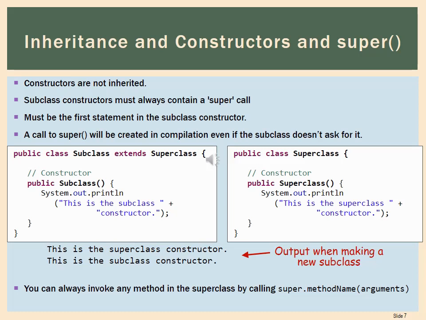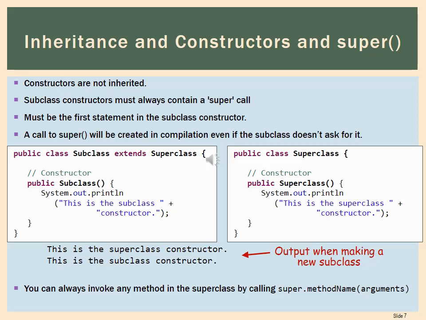So what happens if I make an instance of the subclass? There's no call to super. You might think it just will print off, this is the subclass constructor. But look what happens. The output is below. When I make an instance of the subclass, the superclass constructor is called, even though I didn't ask for it. Interesting stuff, right?